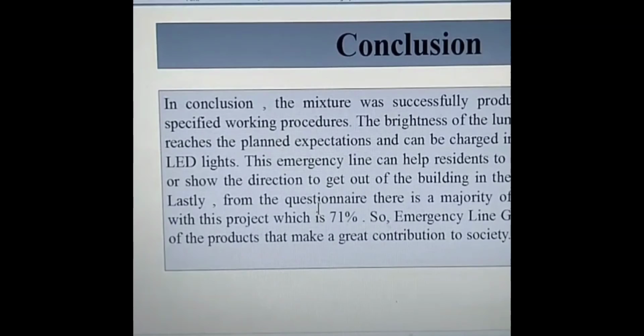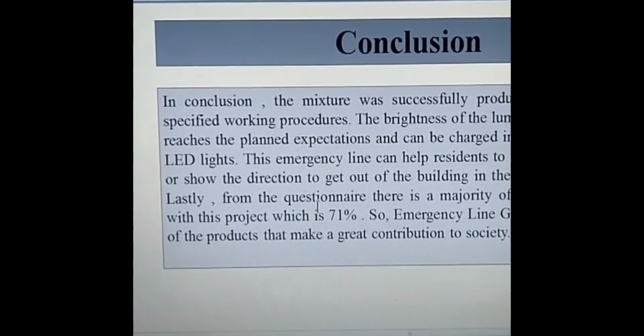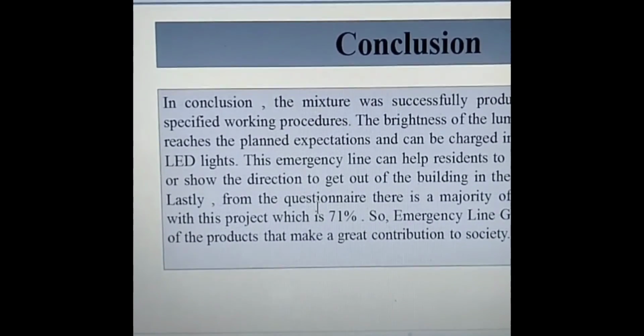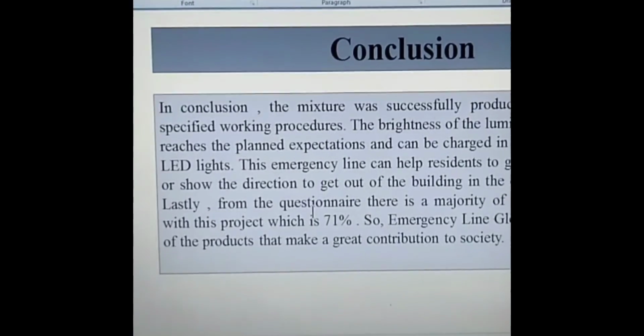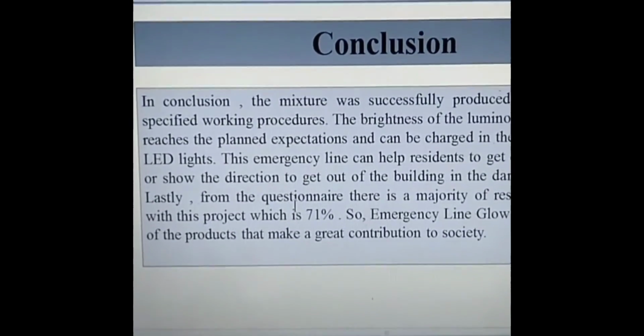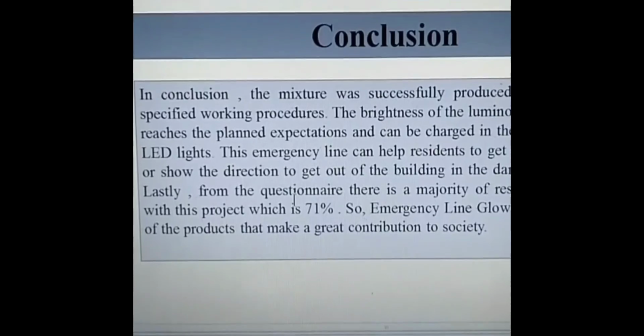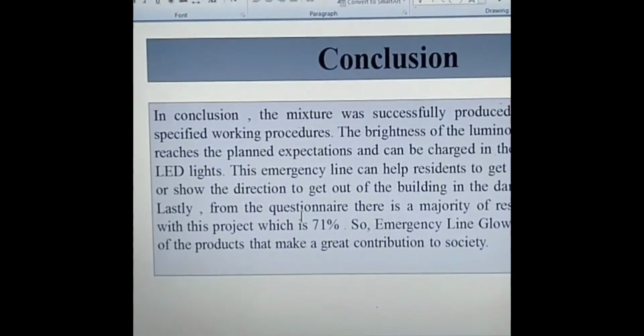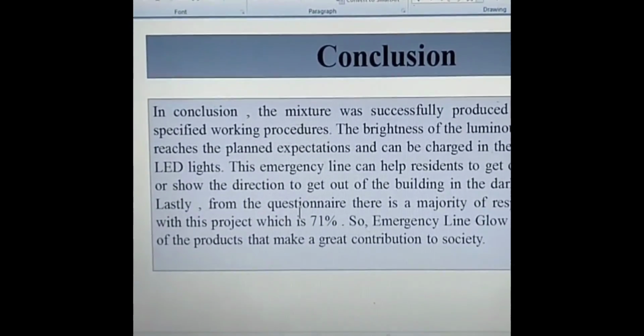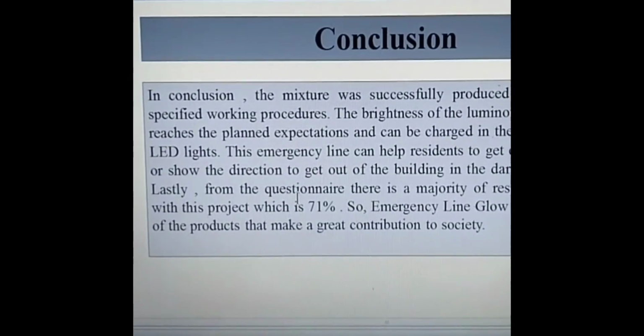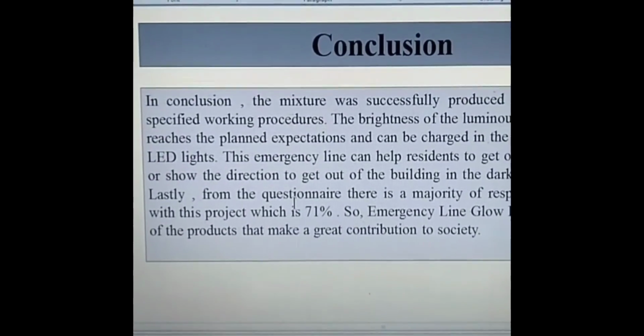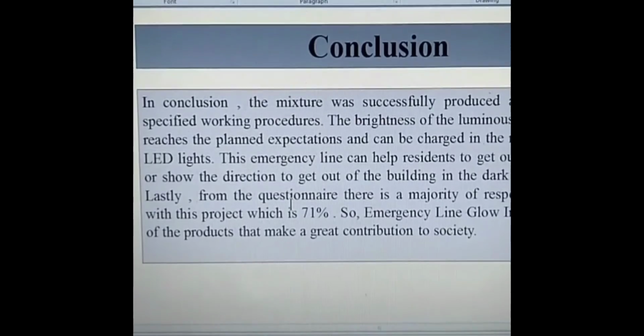As a conclusion, the mixture was successfully produced according to the specified procedure. And throughout our observation, the brightness of our product has reached our expectation. This product may help residents to escape a building in case of a fire emergency or power shortage.